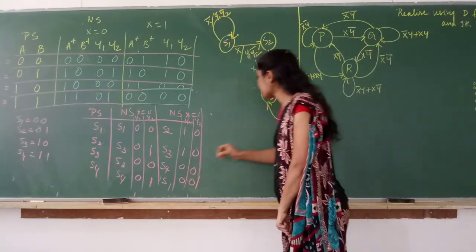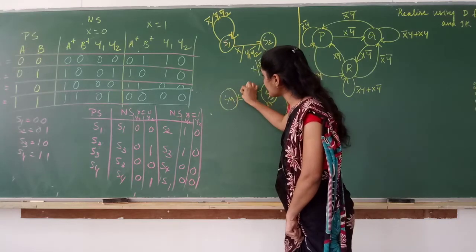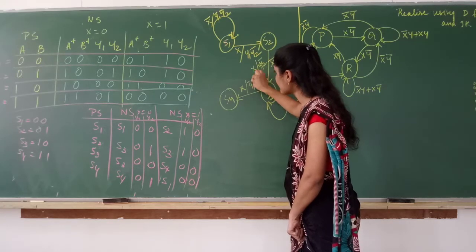Now when x is 1, next state is S4. So I will write S4 here. So when x is 1, next state is S4. What is y1, y2? 0, 0. So y1 bar, y2 bar.